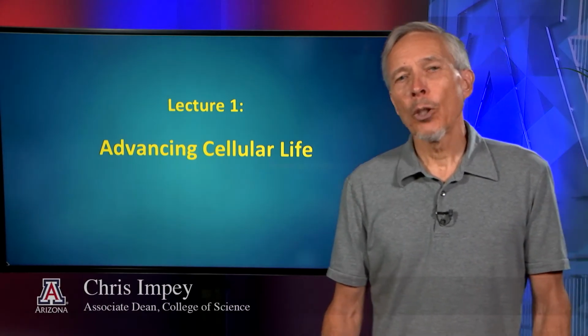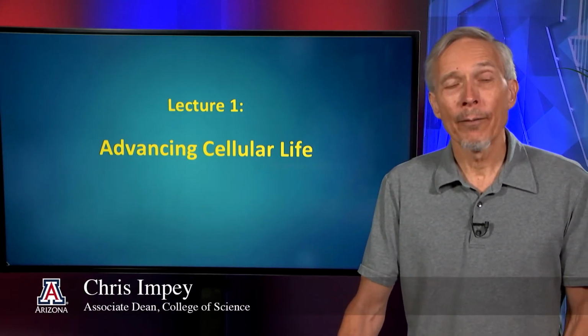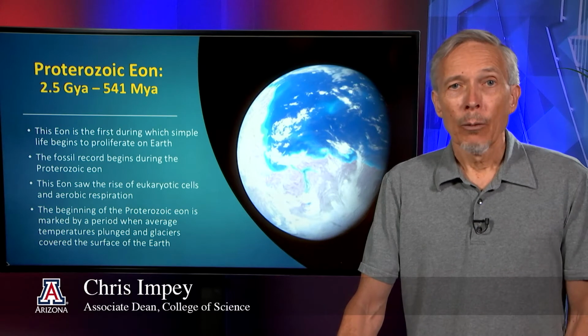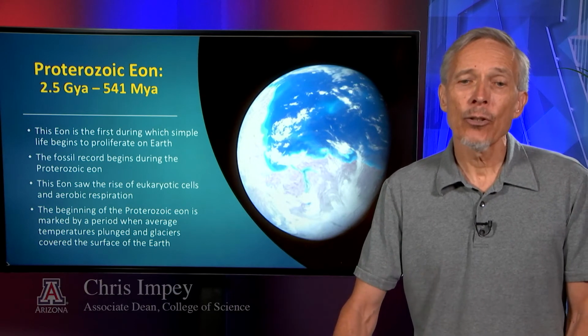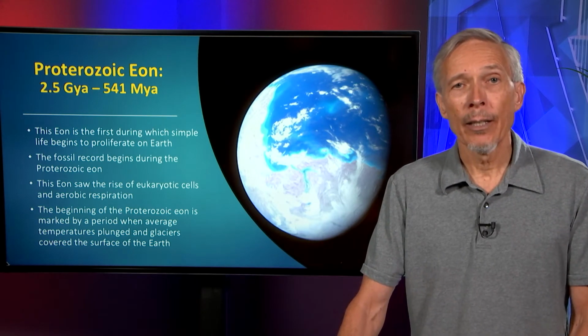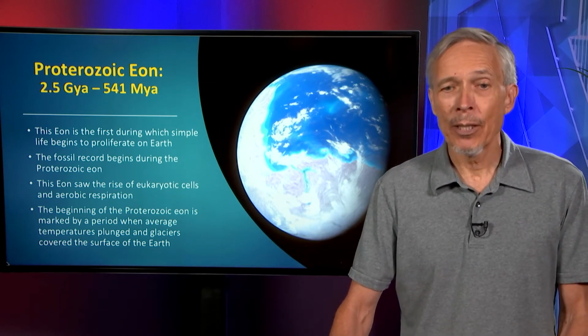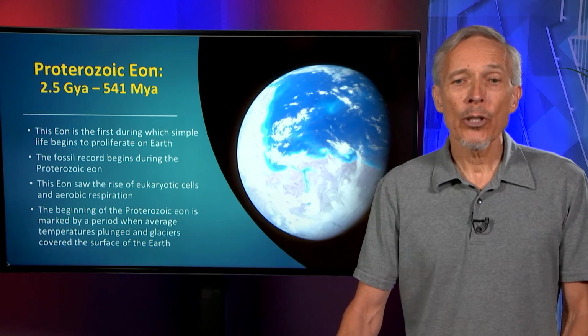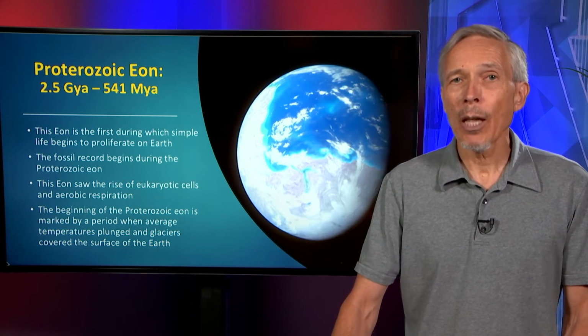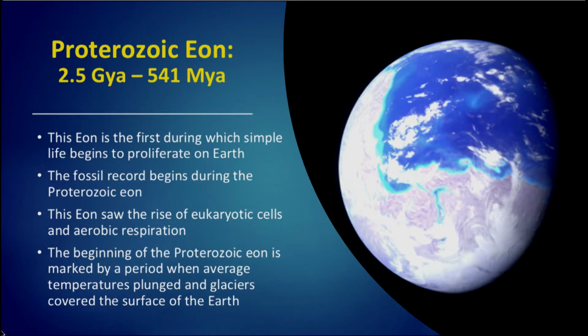In this lecture, we'll look at the evolution of cellular life on the Earth. We're talking about an era in the Earth's history called the Proterozoic Eon, and it runs from 2.5 billion years ago to about 500 million years ago. This is the first time period in the Earth where simple life begins to proliferate. The fossil record begins during this era.